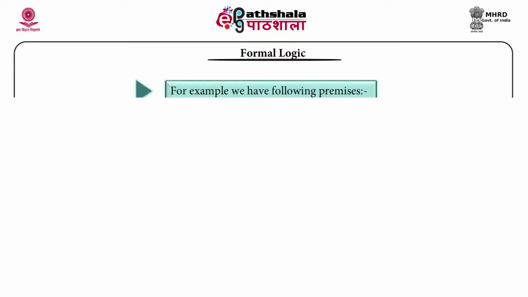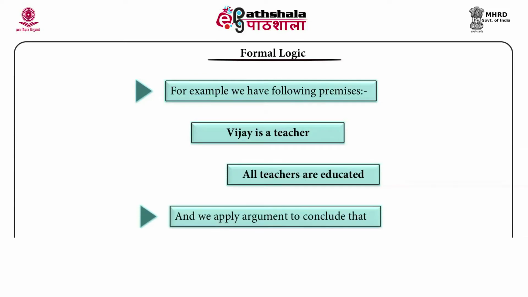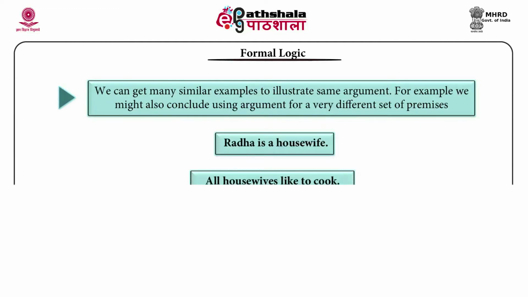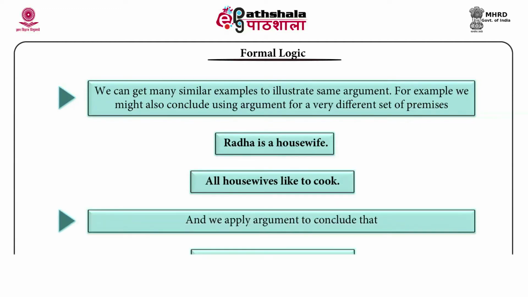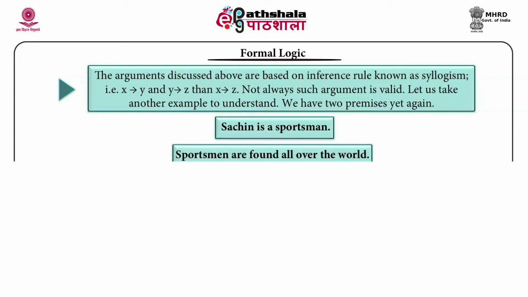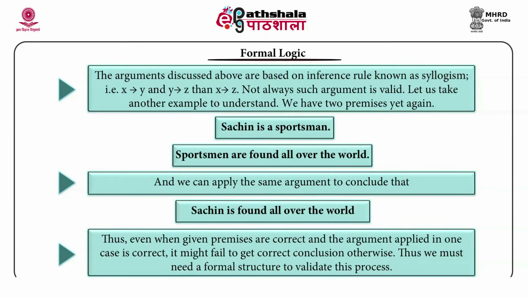There is an example given on the slide. Vijay is a teacher and all teachers are educated, that means Vijay is educated. Okay. The other one is Radha is a housewife and all housewives like to cook, that means Radha likes to cook. Okay. So, these are examples of syllogism. When x implies y and y implies z, then x implies z. But please understand that not in all cases can this be done.